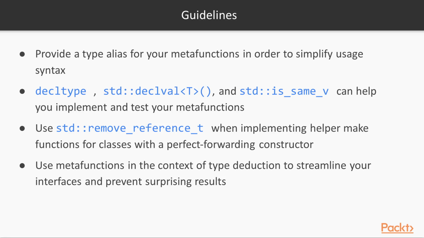Here are my personal guidelines. Always provide a type alias for your metafunctions in order to simplify usage syntax. decltype, std::declval<T> and std::same_v can help you implement and test your metafunctions thanks to static assertions. Use std::remove_reference_t when implementing helper make functions for classes with a perfect forwarding constructor. Use metafunctions in the context of type deduction to streamline your interfaces and prevent surprising results.